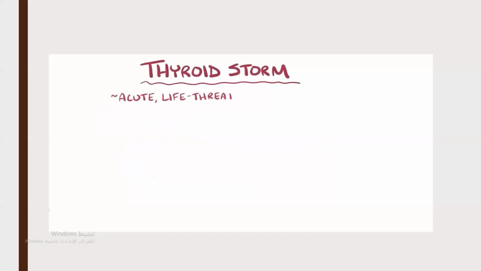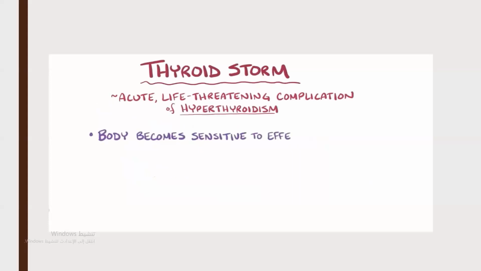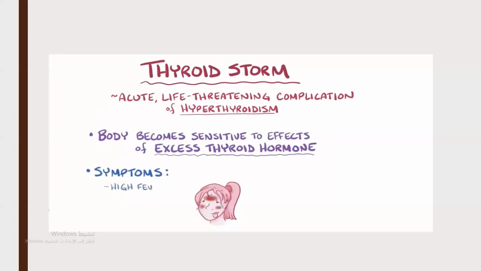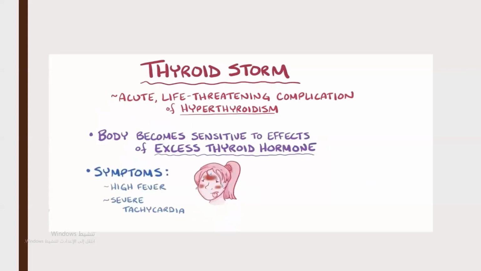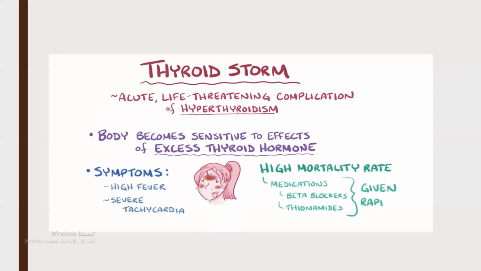Alright, as a quick recap, thyroid storm is an acute, life-threatening complication of hyperthyroidism, where the body becomes very sensitive to the effects of excess thyroid hormone. It can cause symptoms like high fever and severe tachycardia, and because of its high mortality rate, medications like beta blockers and thionamides have to be given rapidly.